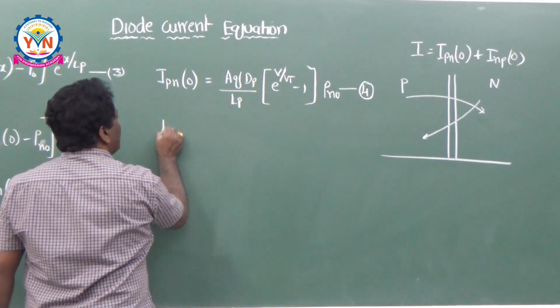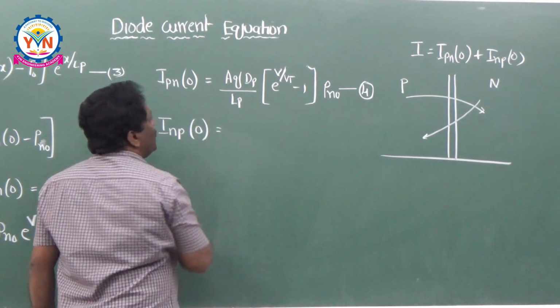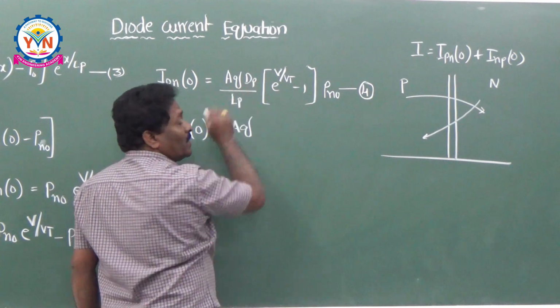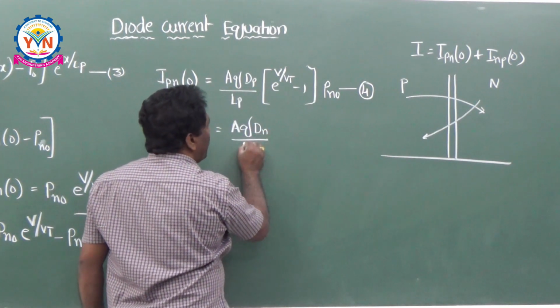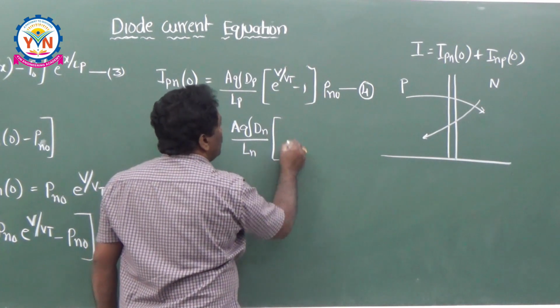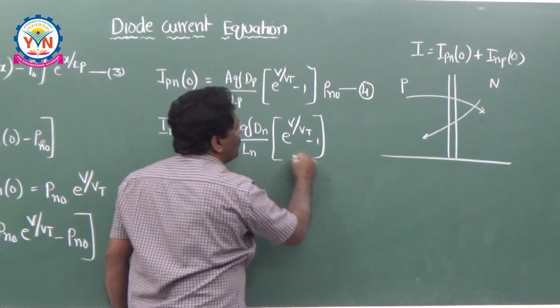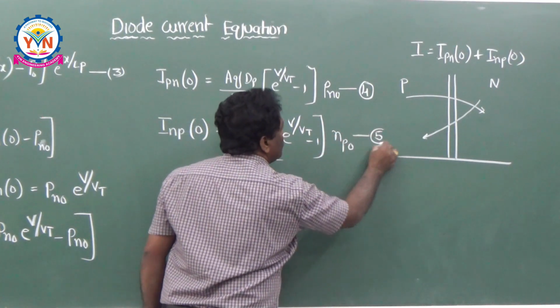I can write down here InP of 0 is equal to AQ, instead of the diffusion constant for the holes, the diffusion constant for the electron Dn by Ln into e to the power of V by Vt minus 1 into np naught. This is the equation 5.